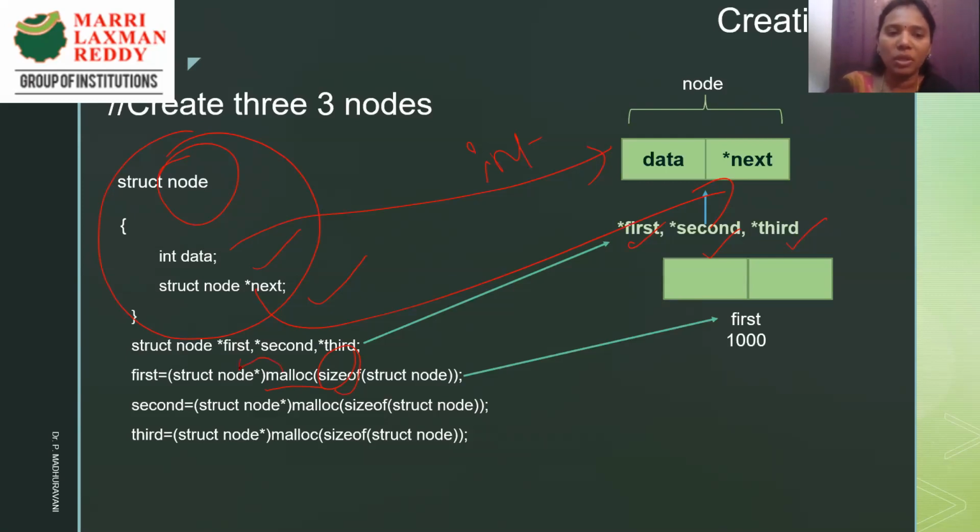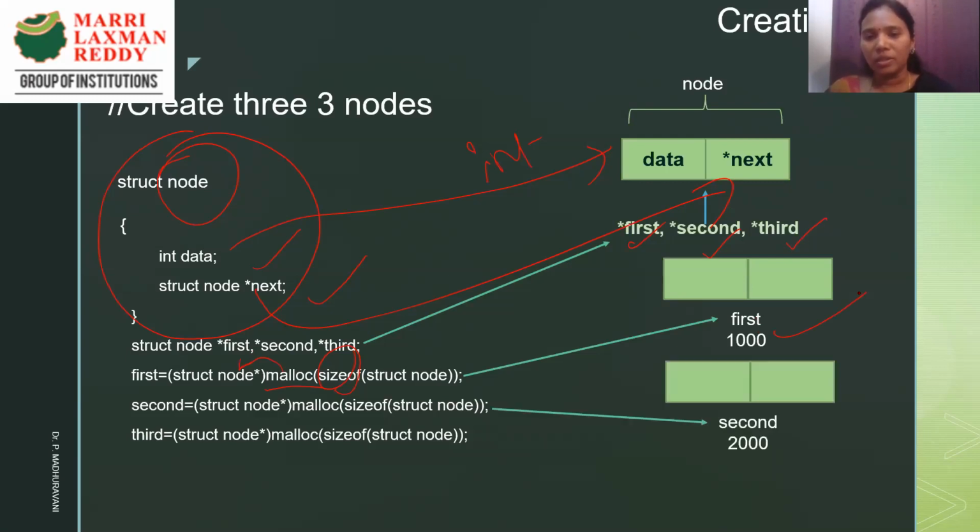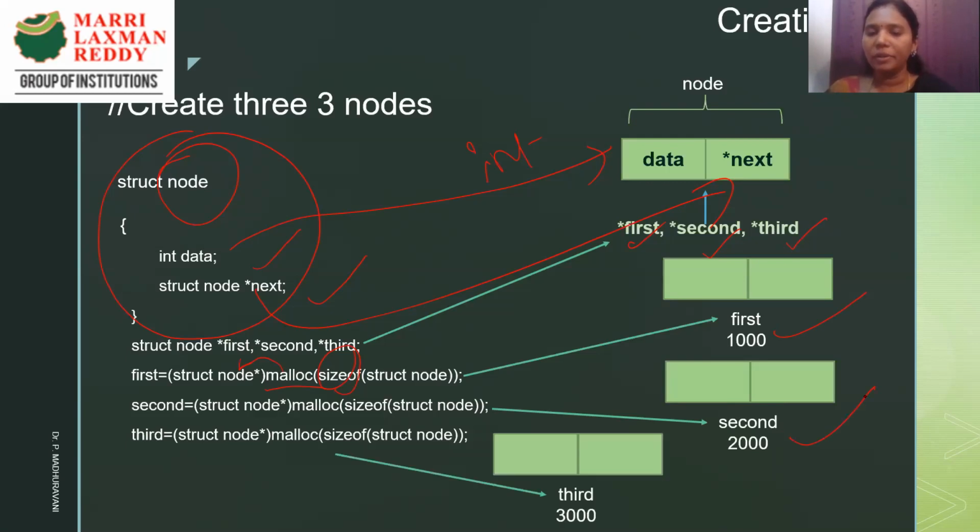Hence, you need to do the typecast. Then refer that memory allocation with the pointer first. That is about the node 1. Next, in a similar fashion, allocate memory for node 2 and refer it with the name second. Likewise, allocate memory for node 3 and refer that memory location with the name third.